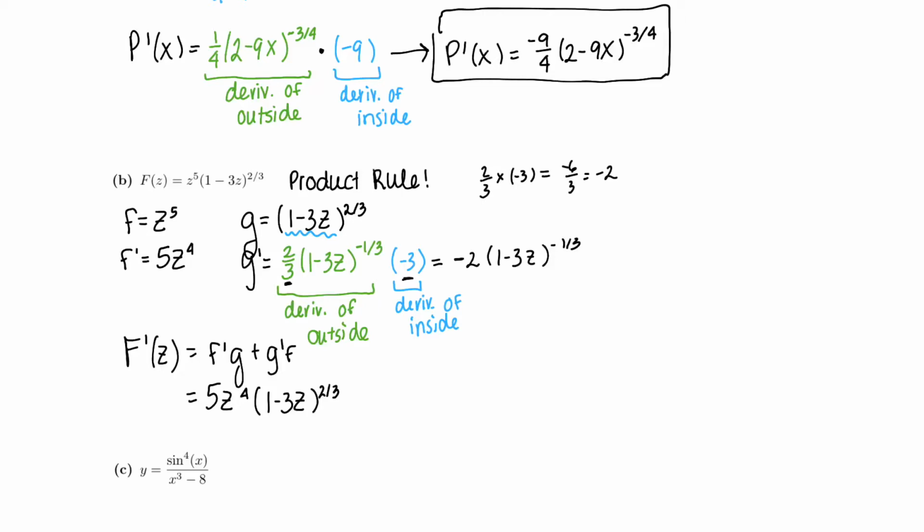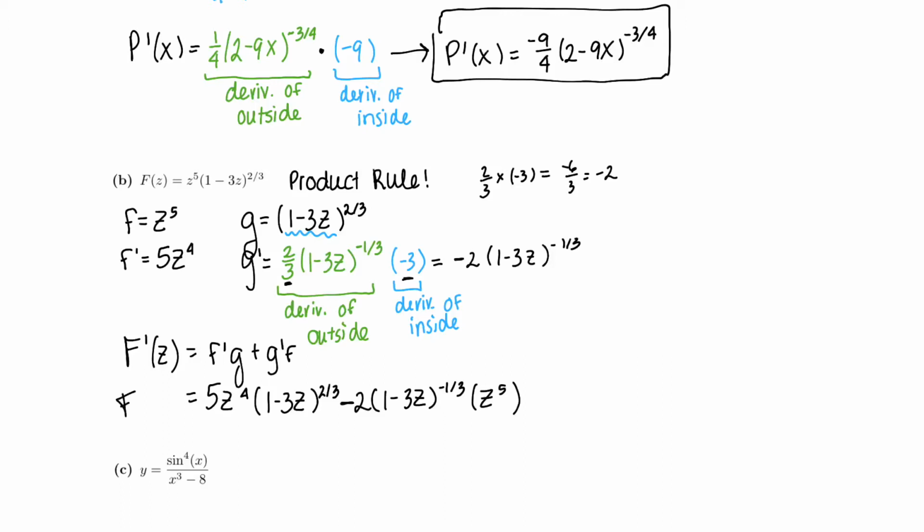Plus, now I'm going to put minus here. I'm going to put minus because I would be doing plus this, but plus and negative would be the same thing as just doing a minus. So minus 2, 1 minus 3z raised to the negative 1/3, and then times f, which is z to the 5th.